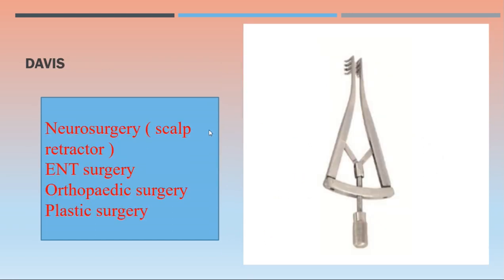Both the sides, we can also apply two different Barraquers whenever required to retract the eyelid during ophthalmic surgery. Then Davis retractor, usually used in neurosurgery as a scalp retractor. It can be used in ENT surgery, orthopedic surgery, and various plastic surgery procedures. With the help of this knob, we can adjust the distance between these two prongs, and these two will go like this, and then the tissue planes in between will be visible, right?